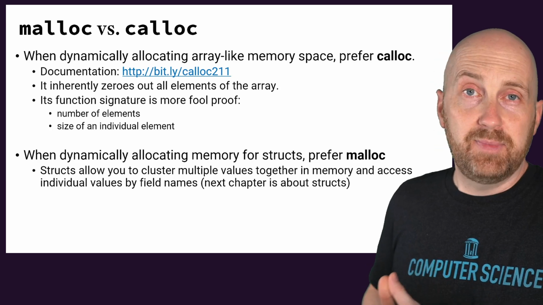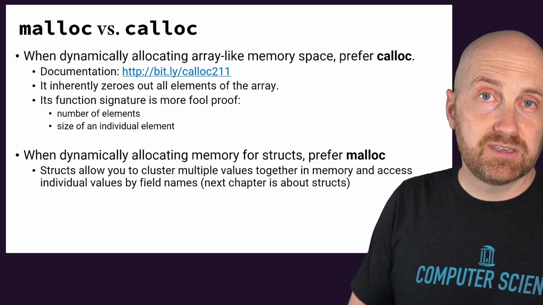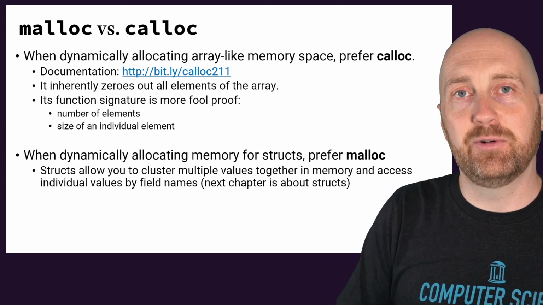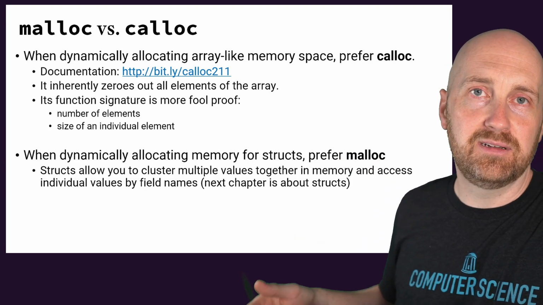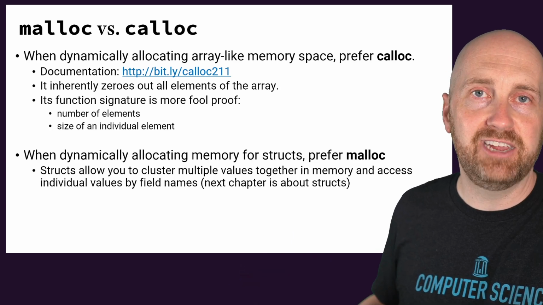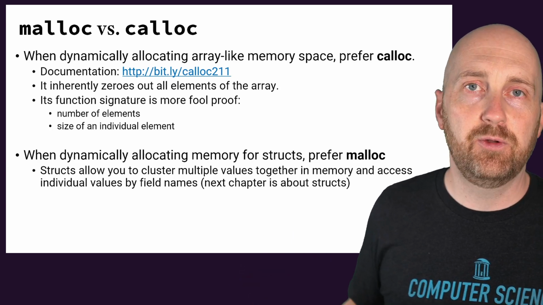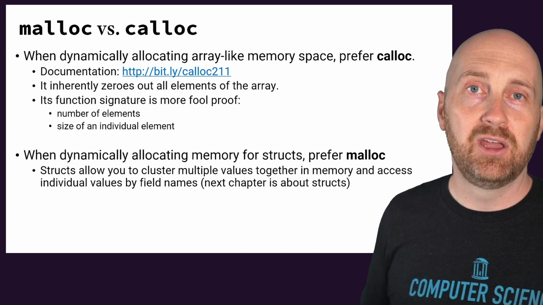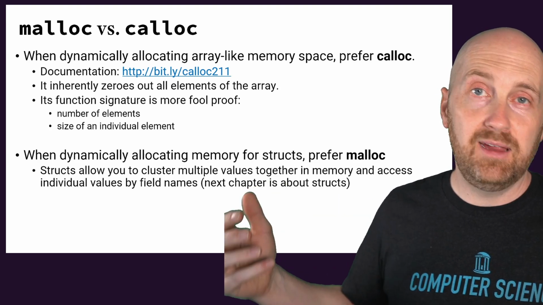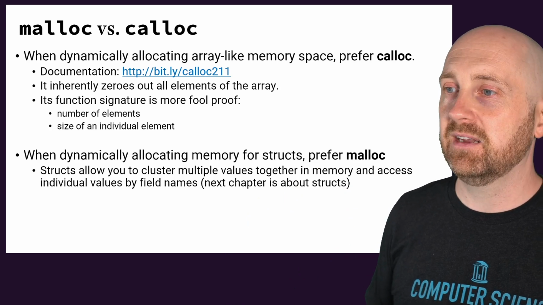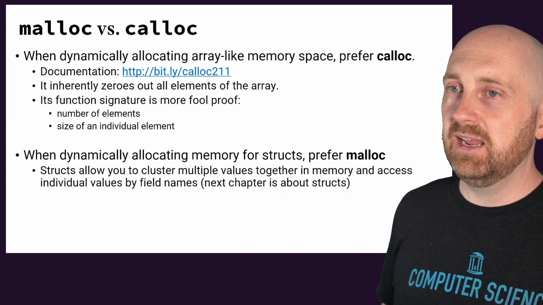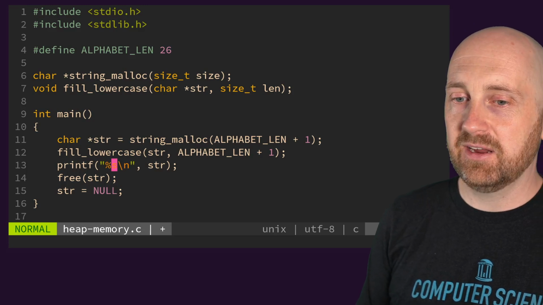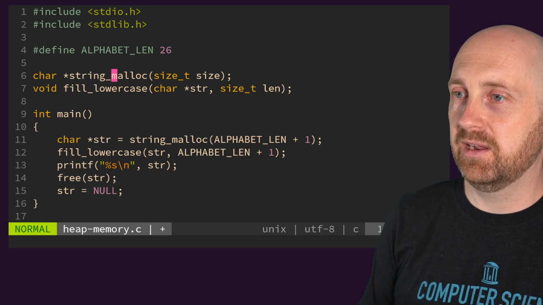So when would you use malloc? Well, when you're working with structs, or when you need to box an individual value onto heap space so that you have control over its lifetime. In those two scenarios, you would use dynamic memory and allocate it with malloc. When you're working with an array, you should probably use calloc instead. So let's go ahead and try adding an example of calloc to our file here.